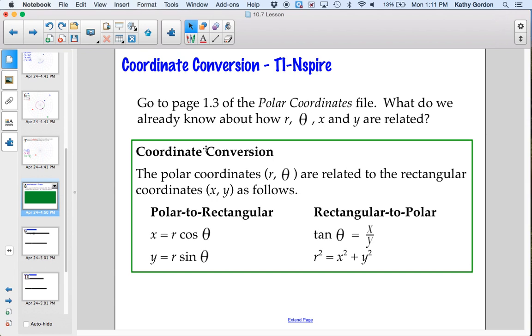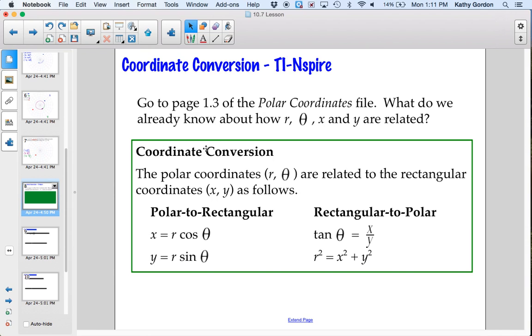If I want to go the other direction, by the way, this is wrong, so don't write that one down. If I want to go the other direction and start with rectangular and change it to polar, I can use the fact that the tangent of theta equals y over x, because that now uses both the rectangular coordinates, and then, since I know tangent of theta has to equal that, I should be able to take inverse tangent of whatever that is to find out what theta is.